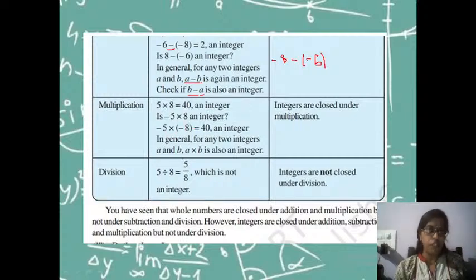So minus 5 and minus 8. Minus into minus sign is there, so minus into minus becomes plus. 8 fives are 40. That is a into b is also an integer. So integers are closed under multiplication.